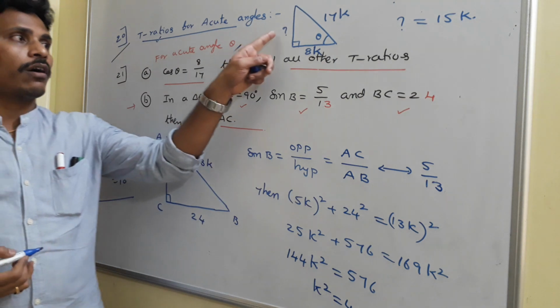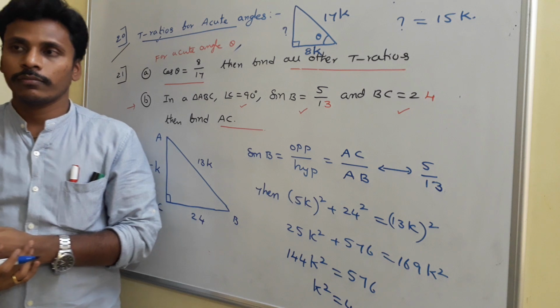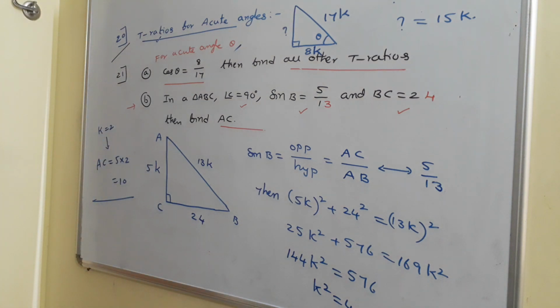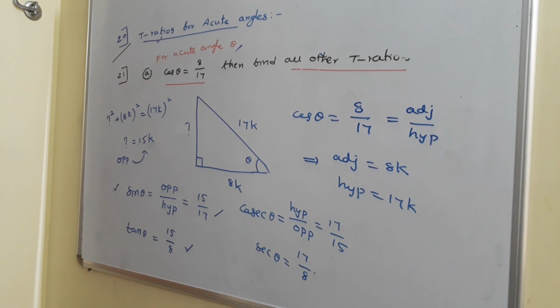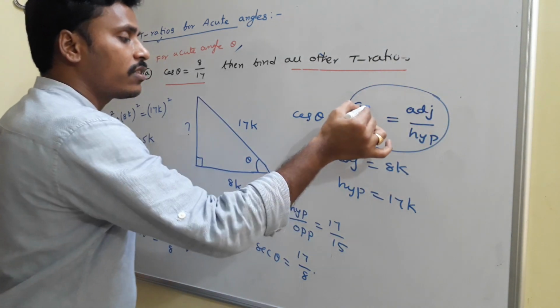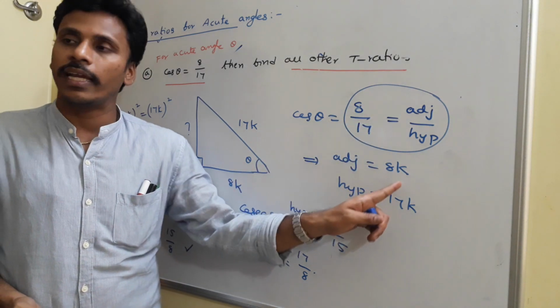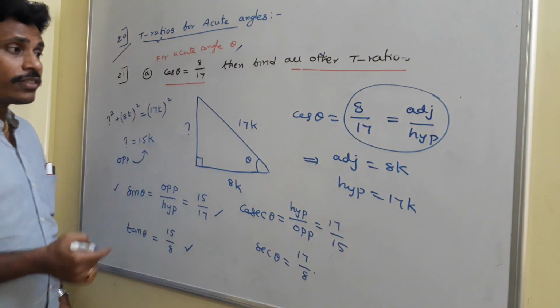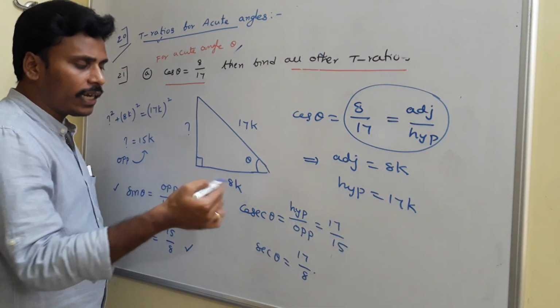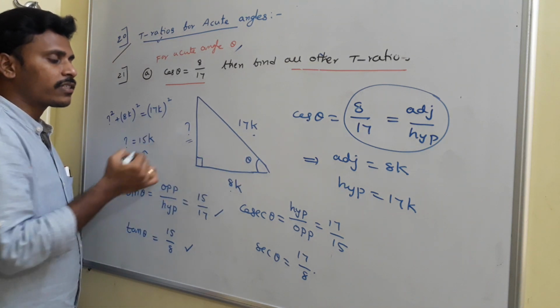After having that question mark value, it is very easy to find all other trigonometric ratios. Have a look. Since cos theta is given, cos theta is just adjacent by hypotenuse. That is, the ratio between the adjacent side and the hypotenuse is just the ratio between 8 and 17. So we take the adjacent and hypotenuse as 8k and 17k. We don't know this opposite side, so let it be some question mark.